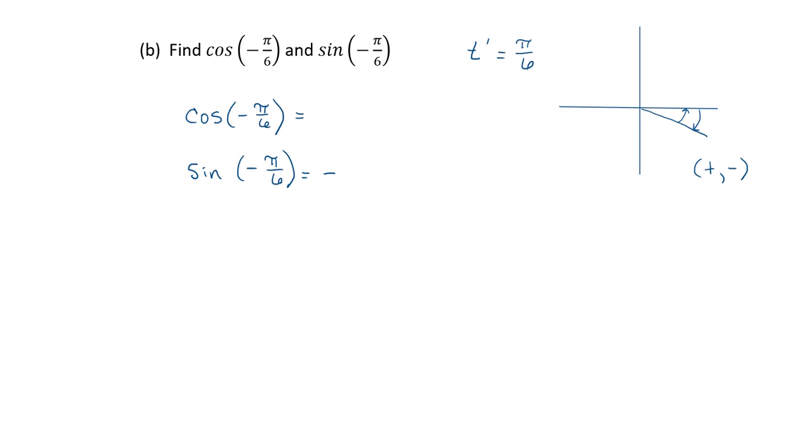And think about that reference angle t prime being pi over 6, and on the unit circle the cosine is square root 3 over 2. The sine is 1/2, but I've already set that to be a negative, so the sine of negative pi over 6 is a negative 1/2.